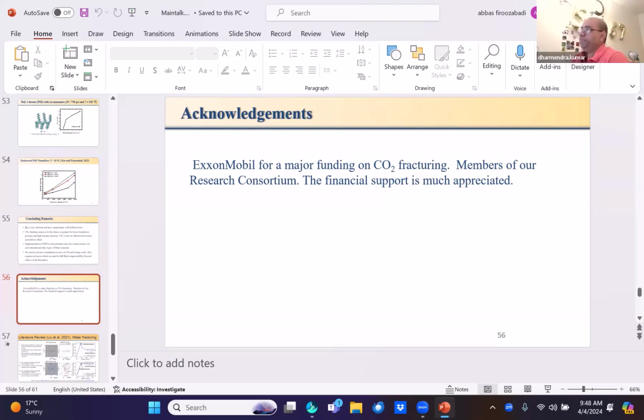Yes. Basically, there are two issues. One is lab scale, the other is field scale.